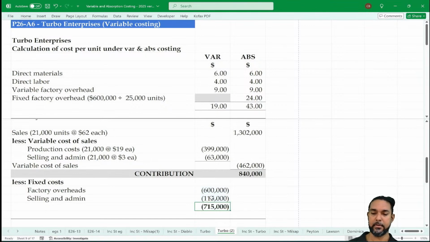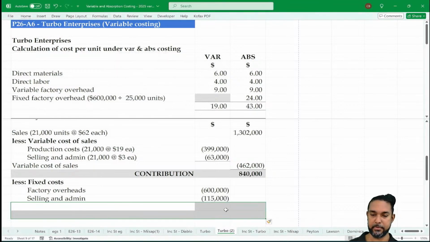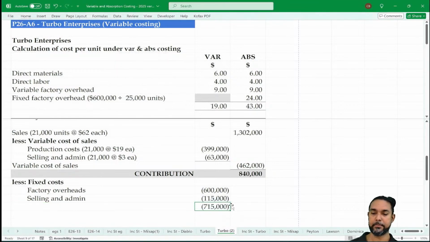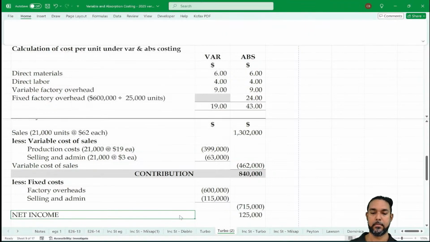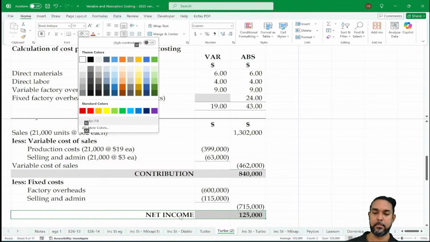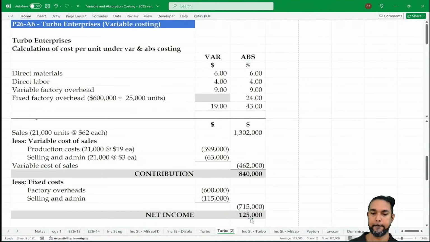And we add those together. I keep underestimating how much vertical space I need for this one, right? Add those together, pull it across, put that there, and that is our variable costing net income. All right, and this one is done.